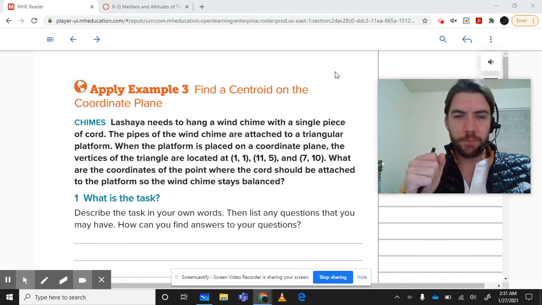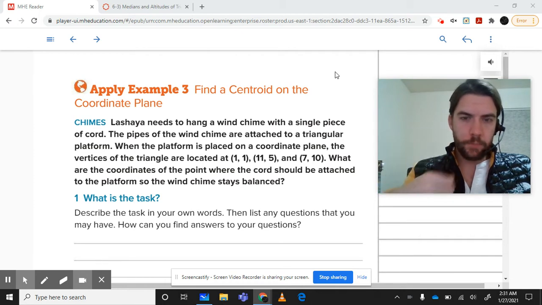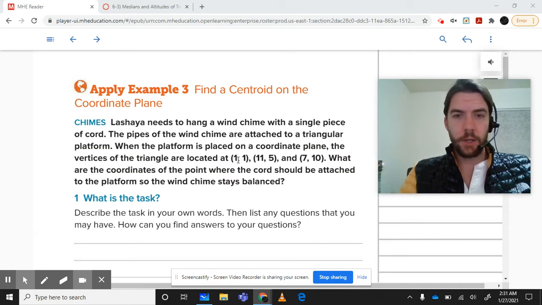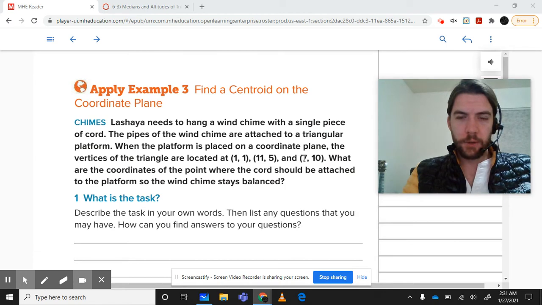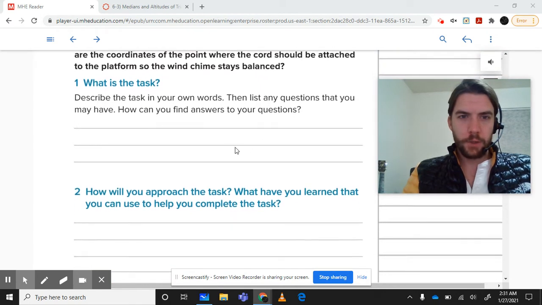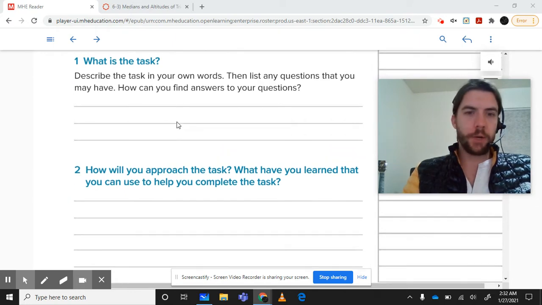When the platform is placed on a coordinate plane, the vertices of the triangle are located at (1, 1), (11, 5), and (7, 10). What are the coordinates of the point where the cord should get attached so that the wind chime stays balanced? Okay, so center of gravity, that's going to be located at the centroid. So they're saying use a graph, locate these 3 points, and try to use them to find the centroid. Okay, so that's kind of describing it in my own words.